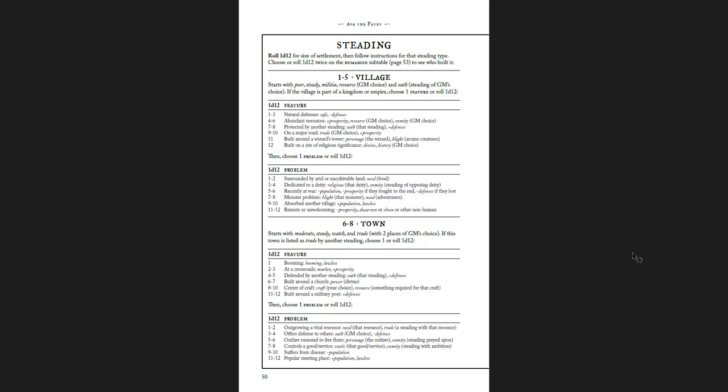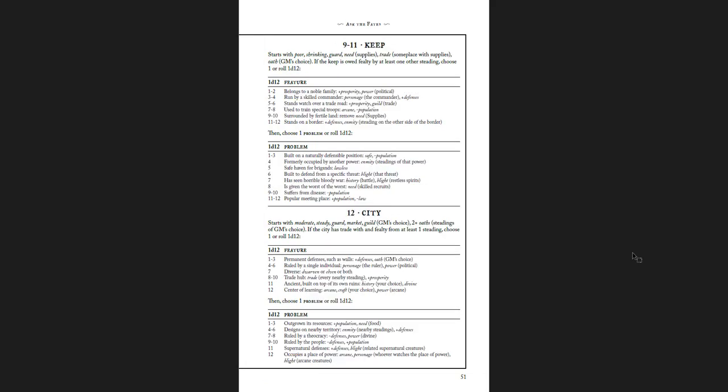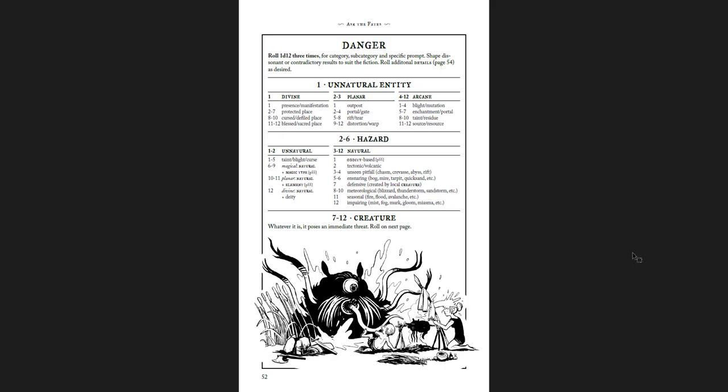Different settings, so villages, features and problems, towns, features and problems, keeps, features and problems, and cities, features and problems. And then rules for what the tags are that should be there, and all that, right? So what's going on in these places. Dangers that you might encounter, unnatural entities, hazards, and creatures.